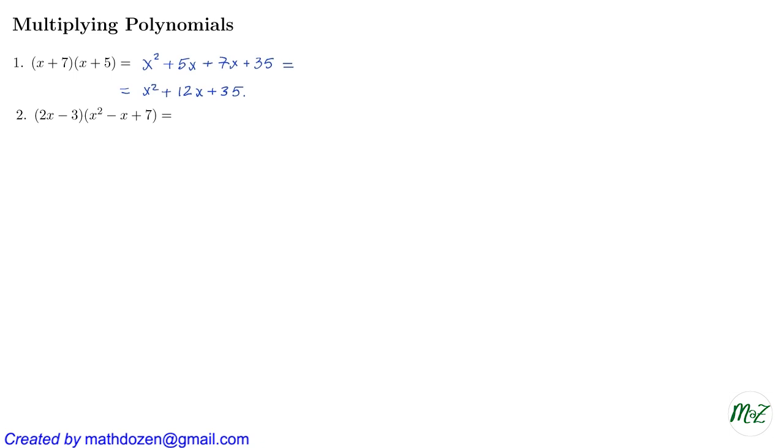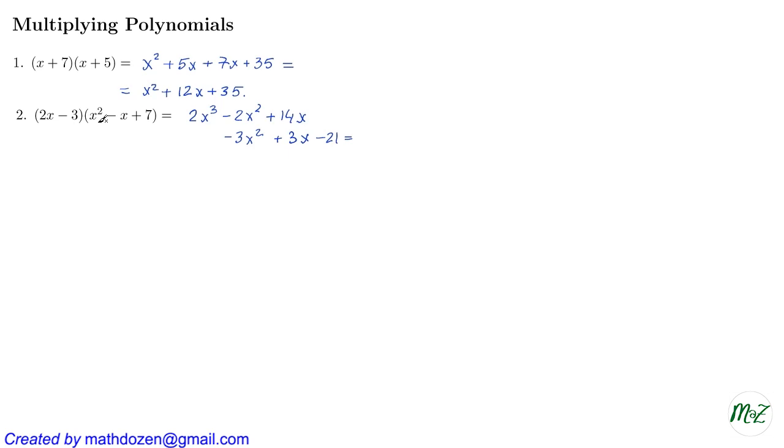This problem is an extended version of the previous problem. We have a 2-term polynomial multiplied by the 3-term polynomial, so we should get 6 terms in total. Let's see how it goes. So we're gonna fix the first term and multiply it by every term in the second parenthesis.